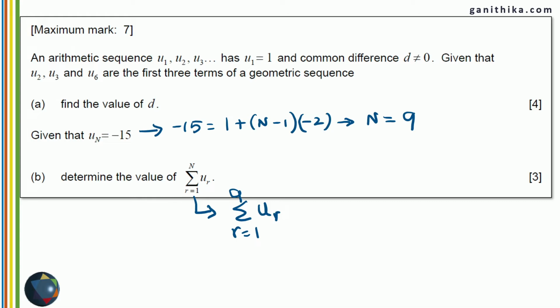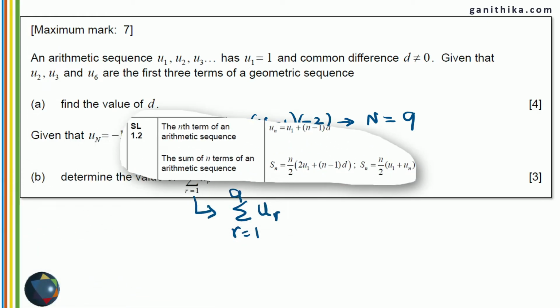This is the sum to 9 terms of the given sequence, right? Now use the formula. You have two formulas to use. One is n over 2 times 2u1 plus n minus 1 times d. The other one is n over 2 times first term plus last term. Do you have first term and last term in this case? First term is 1. The last term is u9 and you have this u9 to be equal to negative 15 given in the question. So I will use that formula instead of the first formula. You can use both the formulas, that's okay.